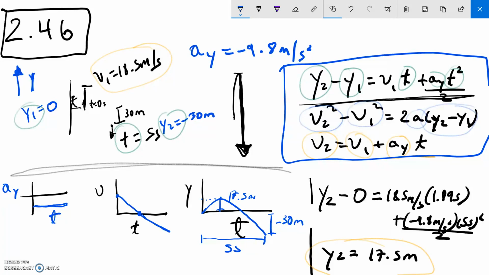And then the y, you started from 0, but with a positive slope, eventually made it to a maximum height, and then came back down. All right, I hope that was useful.